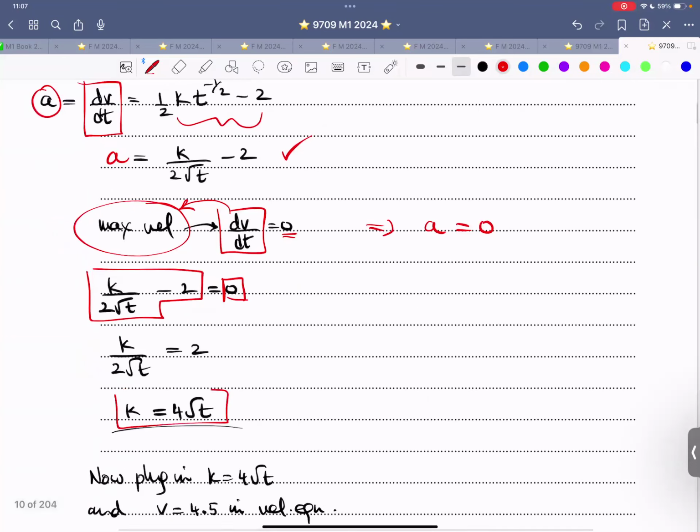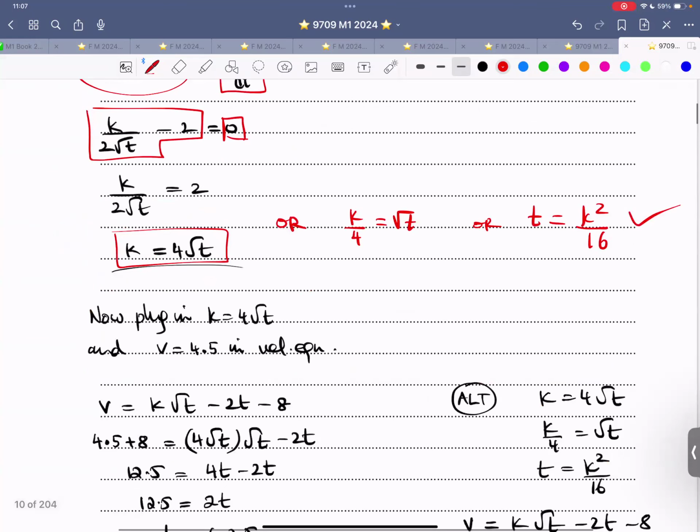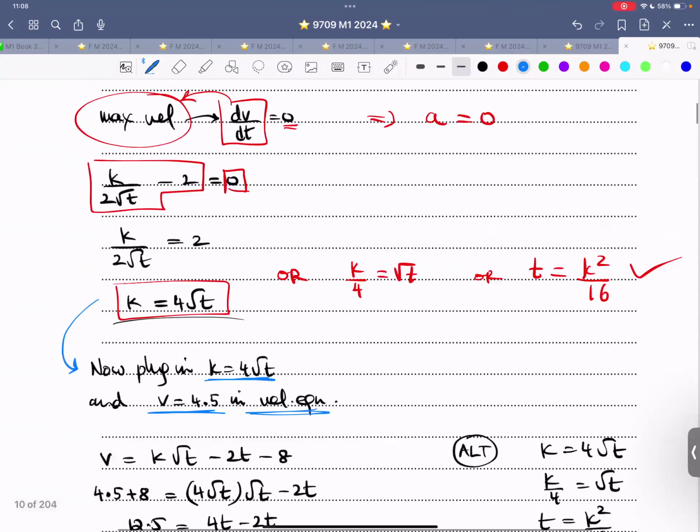You get k equals 4 root t, or you can also write this as k over 4 is root t, or t equals k square over 16. You can also use this, which I'll use in a short while. Now, plug in k equals 4 root t and v equals 4.5 in the velocity equation. There is no other thing as such.